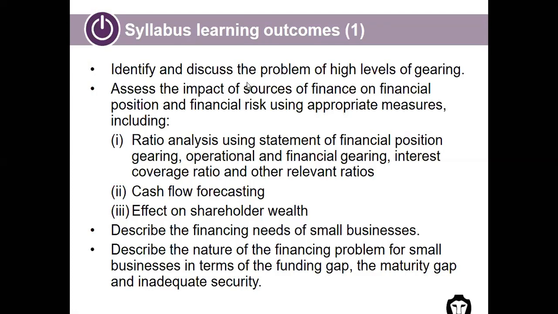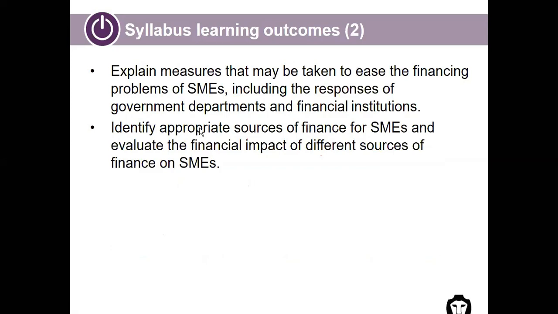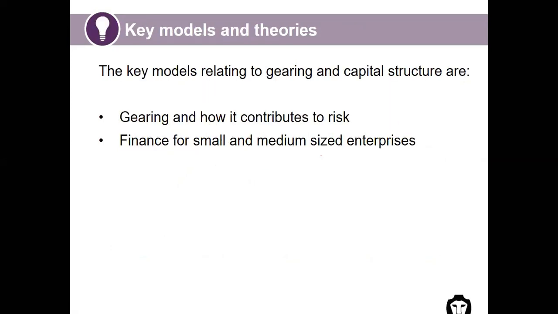So identify and discuss the problem of high levels of gearing. Assess the impact of sources of finance, meaning equity finance or debt finance, on balance sheet, financial position, and financial risk. And we call it financial risk, by the way. Ratio analysis, cash flow forecasting, effect on shareholder wealth, etc. These are the topics which we are going to discuss. So key models and theories, gearing and how it contributes to risk, and how your gearing increases your risk. We will see that. And finance for small and medium-sized enterprises we'll talk about.